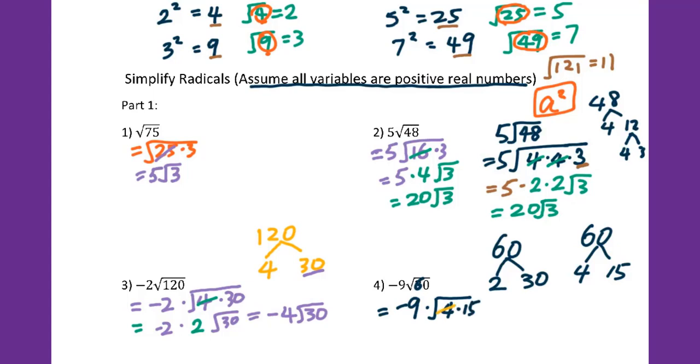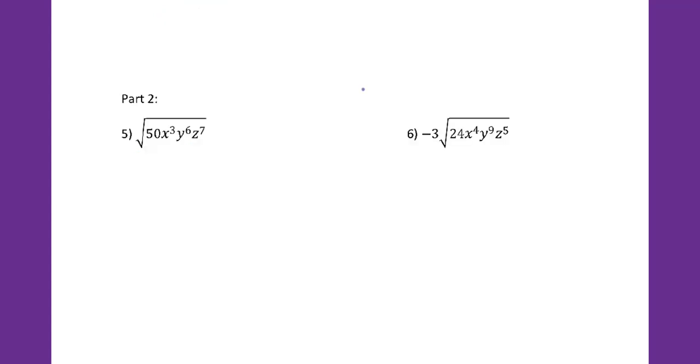Take this 4 out, you will get 2. So negative 9 times 2 square root of 15. So the final answer will be negative 18 square root of 15. Let's go to part 2.